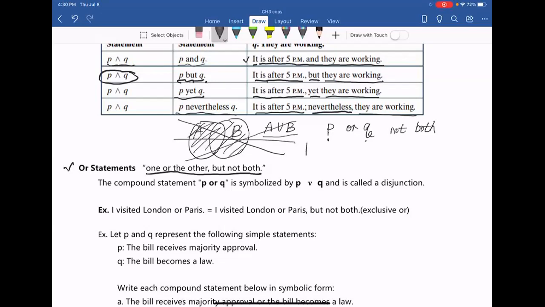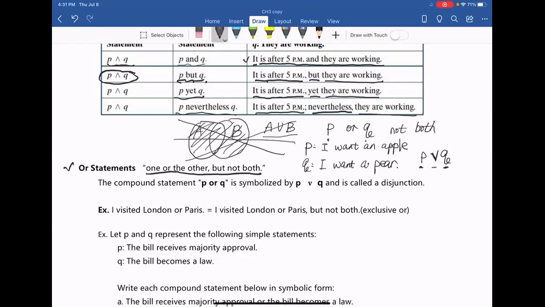For example, P is "I want an apple." Q is "I want a pear." We use this symbol for "or". P or Q means I want an apple or I want a pear. That means I can't have both. So that means it is exclusive: P or Q, but not both.